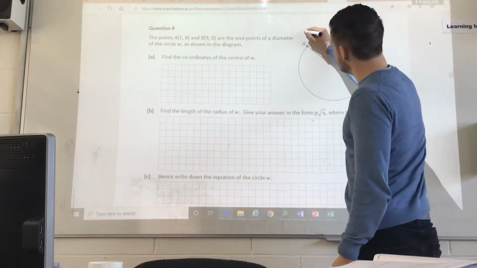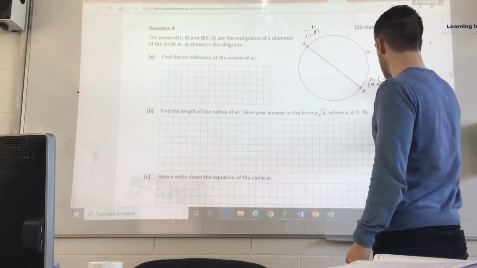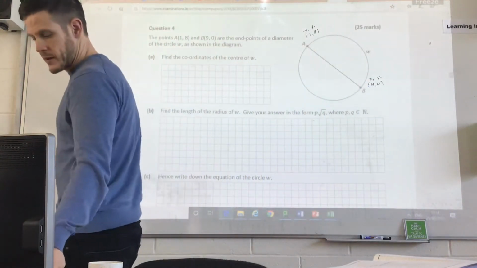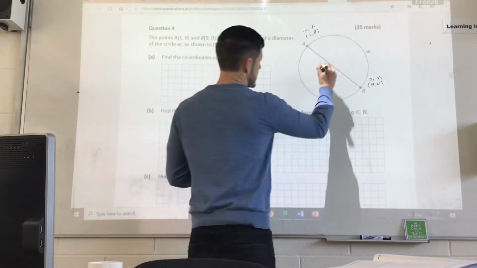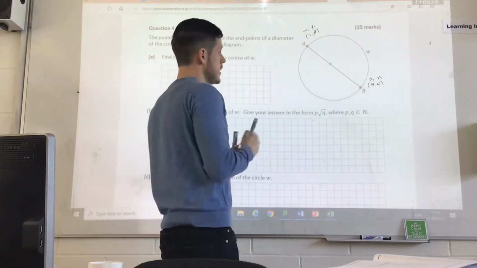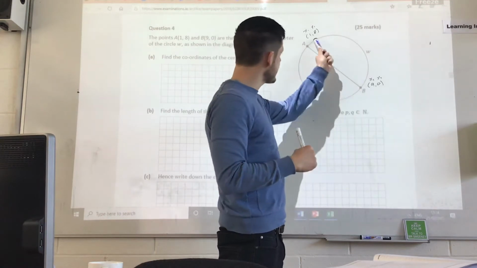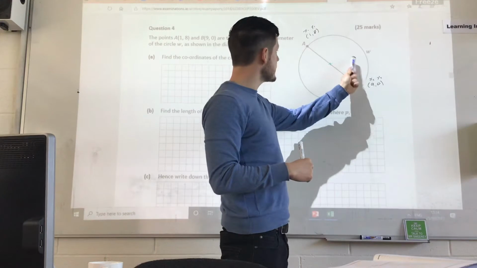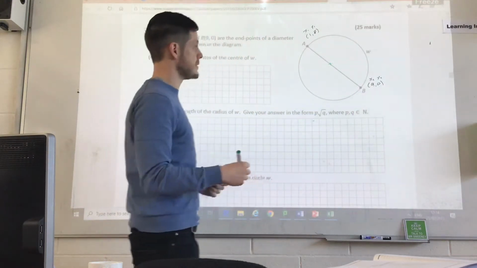So I'm going to call this x1, y1, and this x2, y2. The first thing it says is, can we find the centre of this circle? So if this is my diameter here, as it says in the question, the centre is actually the middle of this. So I need to find the midpoint. Consider that my two x values are 1 and 9. Halfway between 1 and 9 is 5. And my y values are 8 and 0, and halfway between there is 4. So I know my middle is going to be 5 and 4.